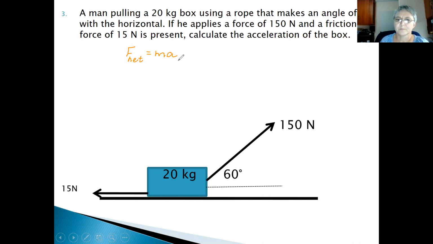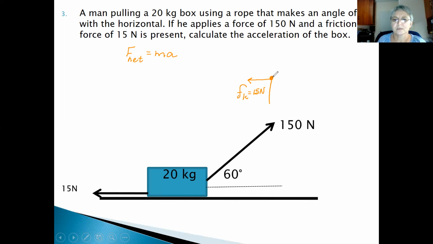The first step in solving a problem like this is to identify all the forces acting on the box. So let's look at the forces acting on the box, and we will draw a free body diagram of the situation. We see that there's a frictional force of 15 newtons. And because the box will be moving, I want to label that the kinetic friction is 15 newtons.